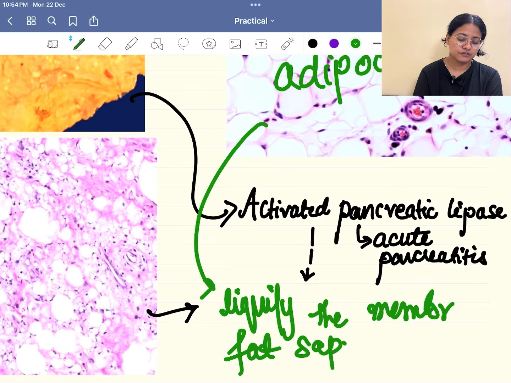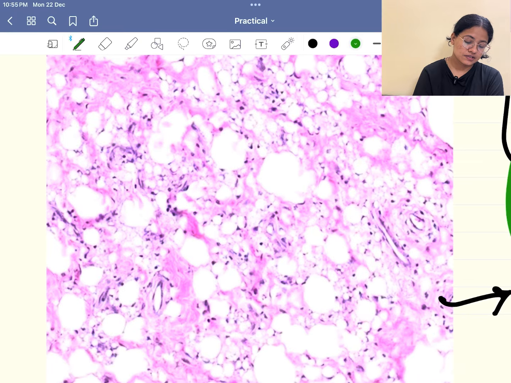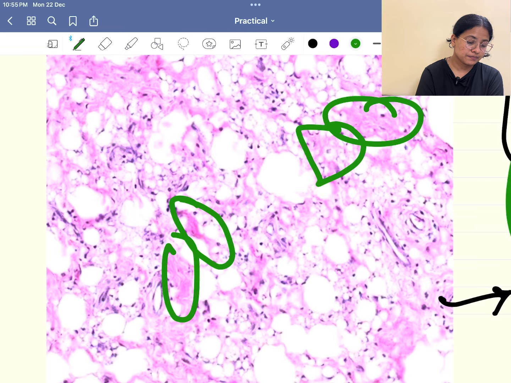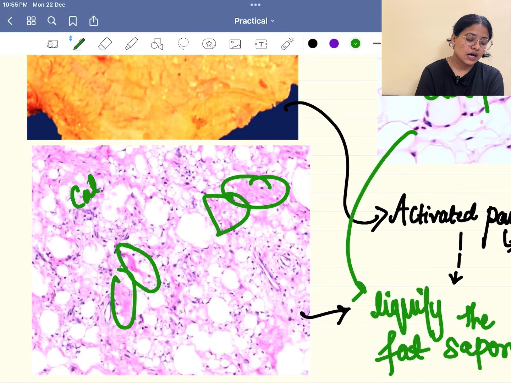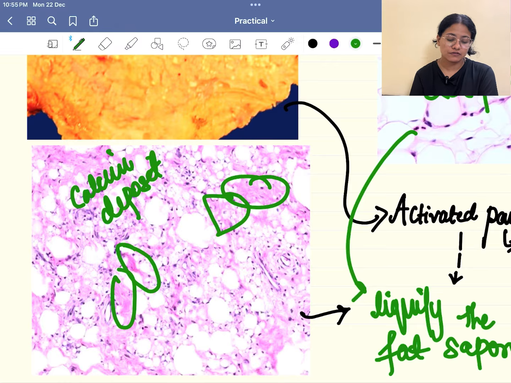Along with fat saponification, in the fibrous septa there will be fibrosis here. Okay, and the walls will be thickened. Additionally you can also see calcium deposits. So how does calcium look on microscopy? Calcium will look basophilic. Basophilic means bluish, okay? They look intensely basophilic. Sometimes they will be granular and they can be refractile.